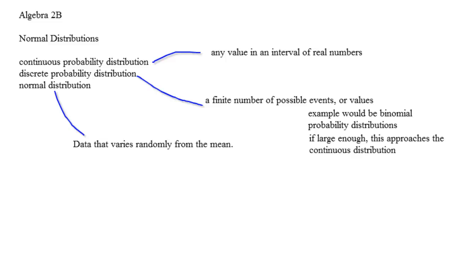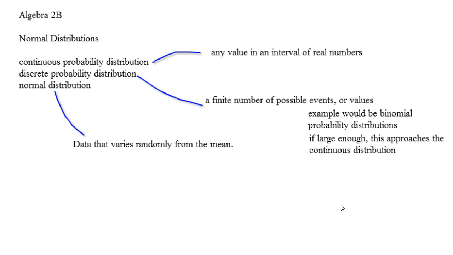Alright, so today we'll be talking about normal distributions in Algebra 2b. Today we'll be talking about discrete probability distributions, okay? So it's a finite number of possible events or values. An example would be binomial probability distributions that we just learned about.